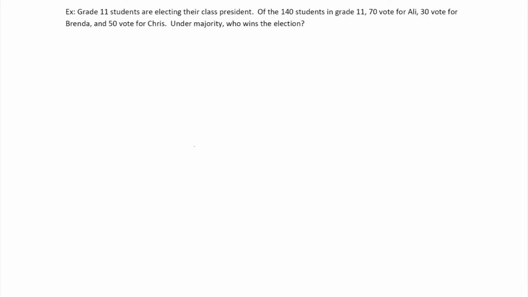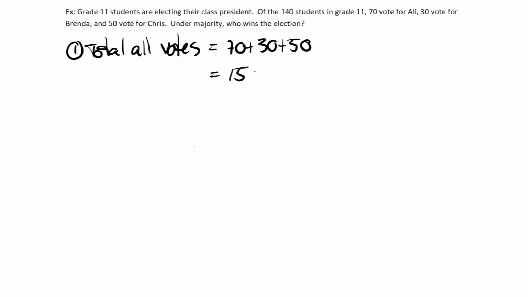Let's look at another example. Grade 11 students are electing their class president. Of the 140 students in grade 11, 70 vote for Allie, 30 vote for Brenda, and 50 vote for Chris. Under majority, who wins the election? First, we need to total all the votes. We've got 150 in total. However, we were told there are 140 students in grade 11. This makes me think that something is suspicious with this election if we got 150 votes and there are only supposed to be 140 students.